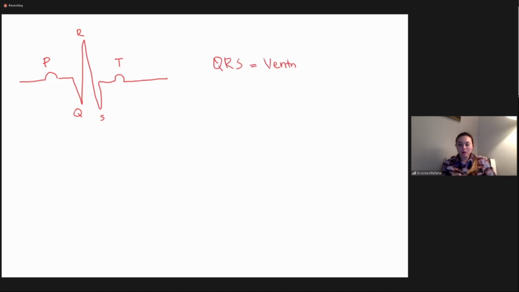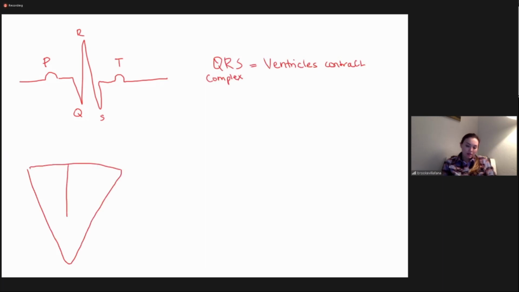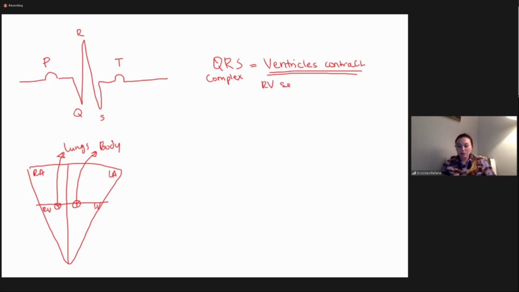So when the QRS complex occurs, the ventricles contract. So remember, we drew our heart Thursday. We said that there was a right atria, right ventricle, left atria, left ventricle, right? This side pumped out to the lungs. This side pumped out to the body. So when the ventricles contract, that would be the left ventricle here, sending blood to the body, and the right ventricle sending blood to the lungs. That's what happens during the QRS complex.